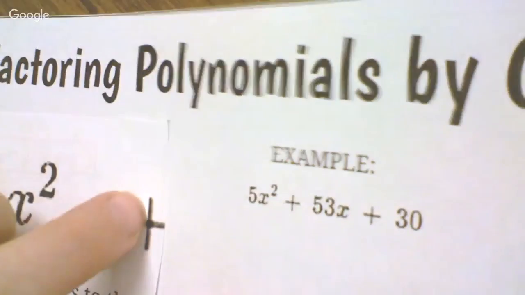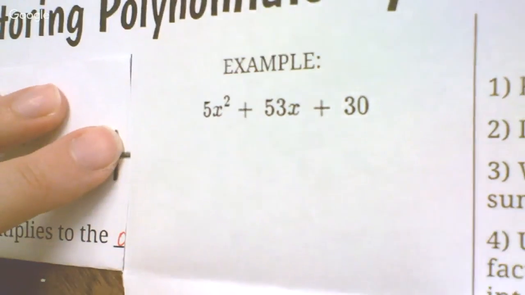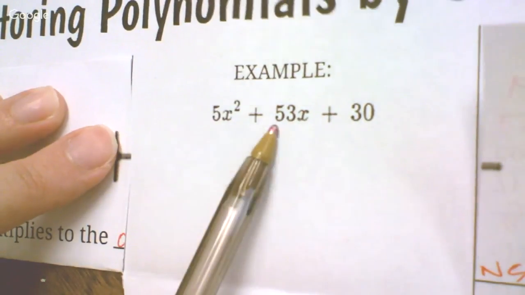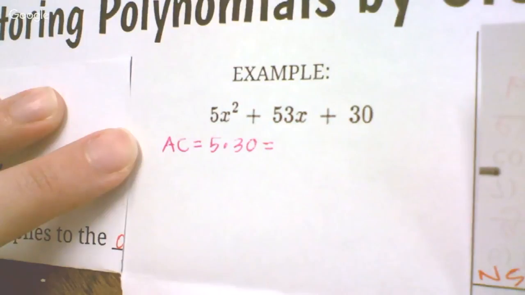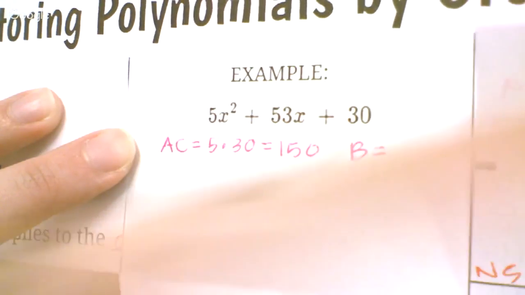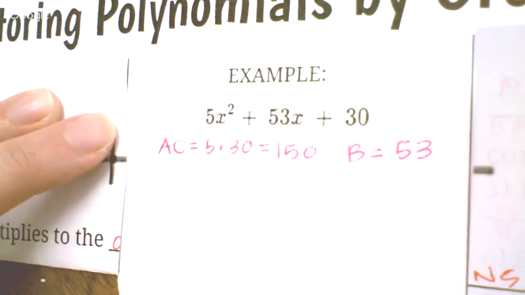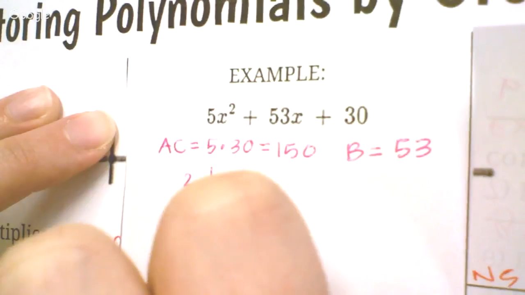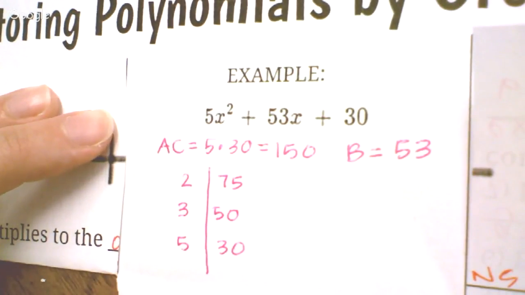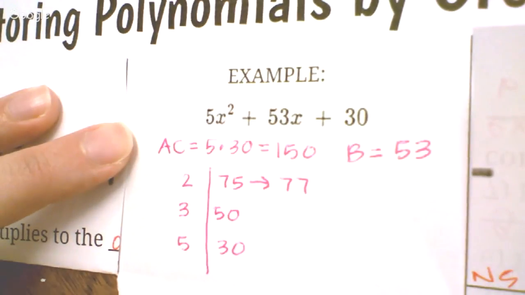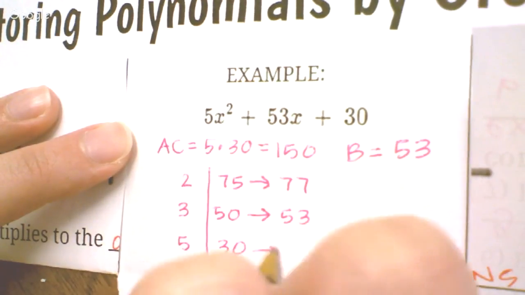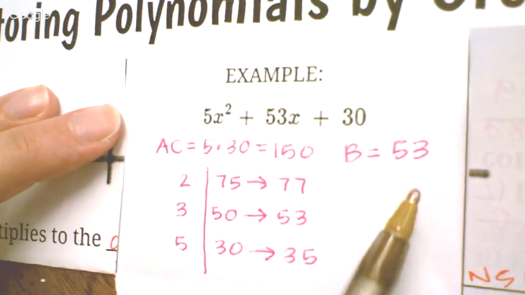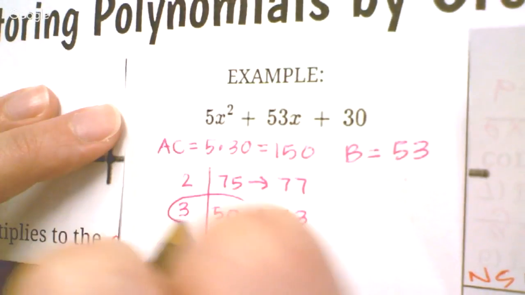So now under the bx term, we have a second example. Okay, so I have 5x squared, 53x, and 30. So let's see, AC is now 5 times 30, which is 150. And B is equal to 53. So let's list my factors of 150. We have 2 and 75, 3 and 50, 5 and 30. I think that's good. The 2 plus 75 is 77. 3 plus 50 is 53. 5 plus 30 is 35. So my 2 factors that sum to my middle term are 3 and 50.